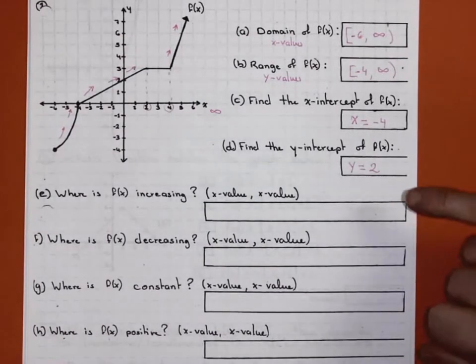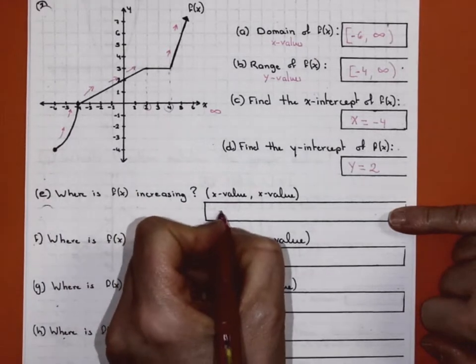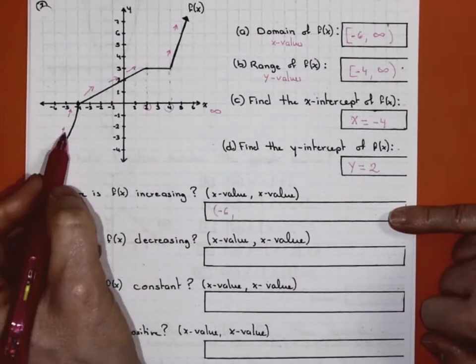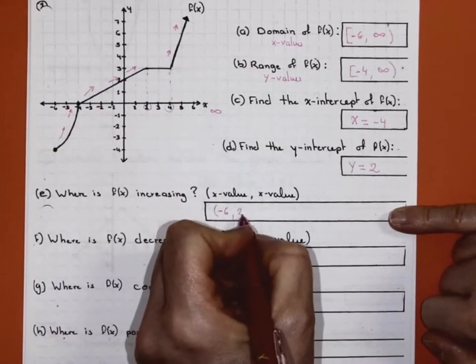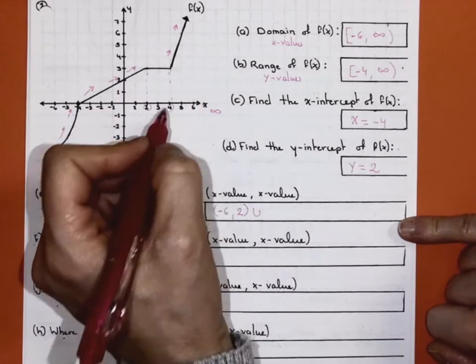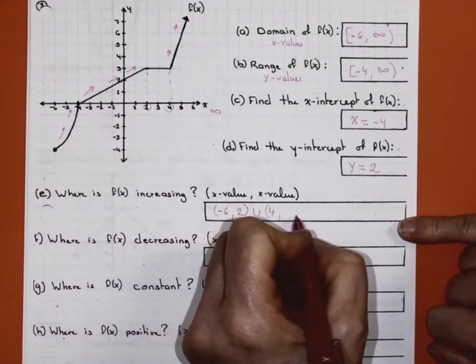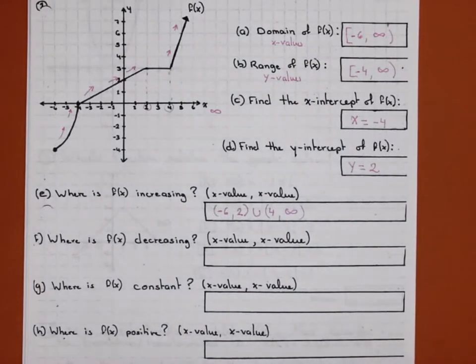So where is my graph increasing? It starts increasing at -6, and it's increasing all the way to x equals 2, stop there, and again at 4 all the way to infinity, because after that the graph is going to keep going up as shown by this arrow.